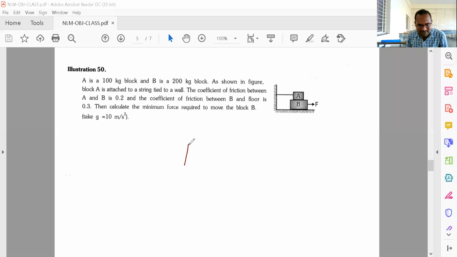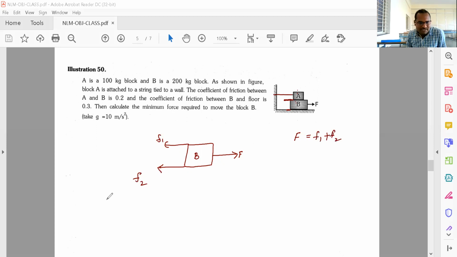Now on block B, see just block B. How many forces are acting? One is the applied force, and one force between the ground and block B, the opposing frictional force, F2 I'll call. And one more frictional force will be there between A and B, because A is tied to the string, A cannot move. So between A and B some frictional force will be there, that friction also will oppose. So the minimum force that we require is nothing but F1 plus F2.